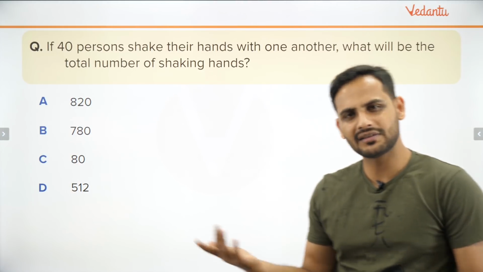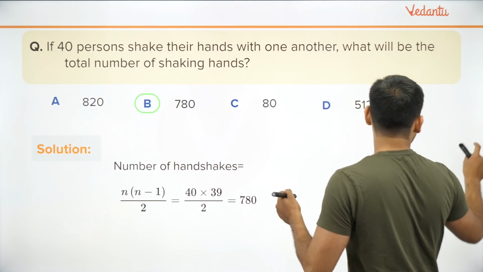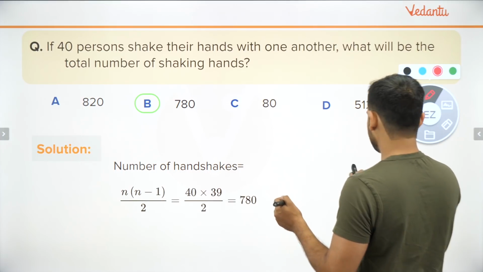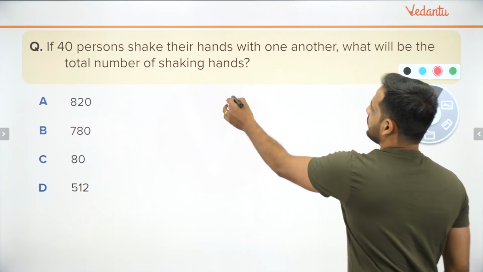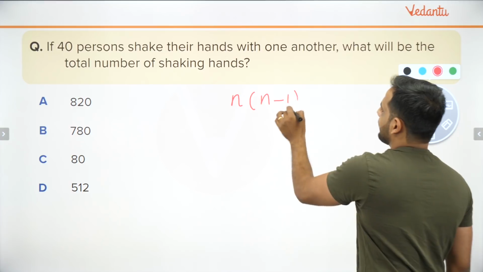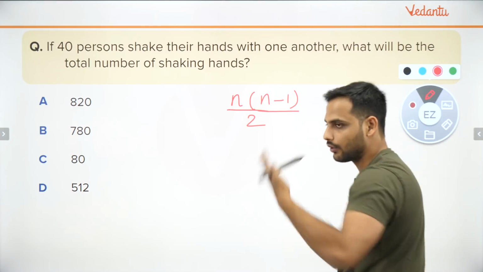Okay, it has a simple formula. That formula is what? n into n minus 1 by 2. It is a simple formula. But I would like to tell you how we got that formula.